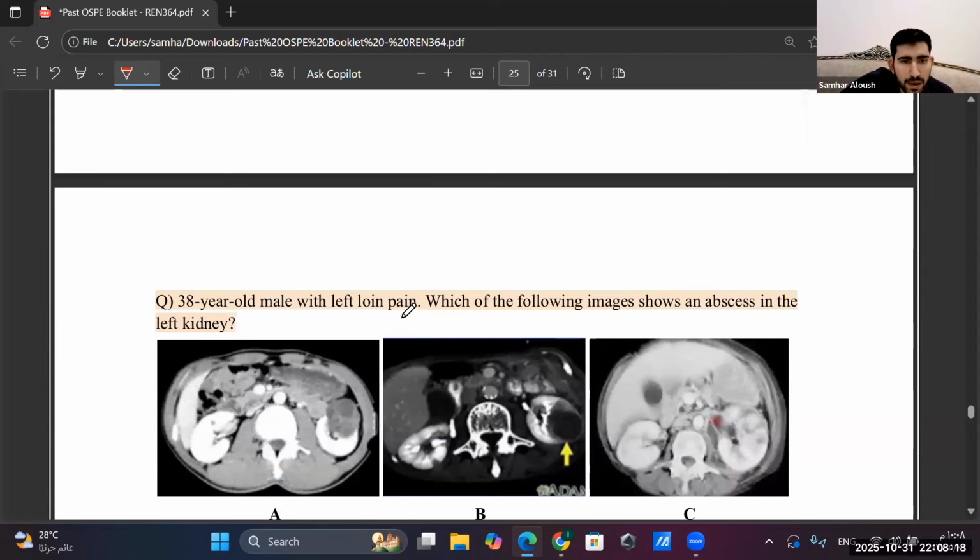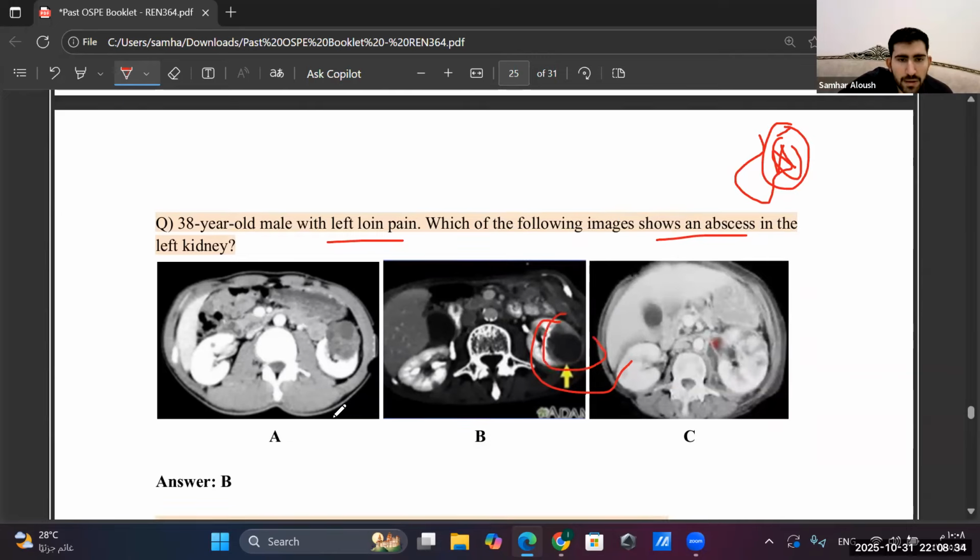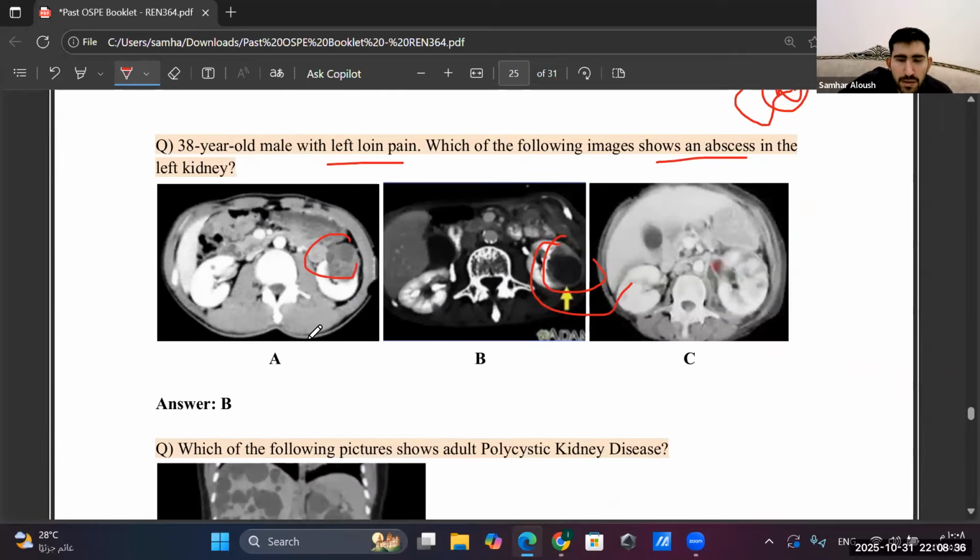Someone has left loin pain. Which of the following images shows an abscess in the kidney? In this one, the abscess is in the kidney, and it's very hyperdense, black and gray, definitely like this. Okay, this one is renal cell carcinoma, I guess.